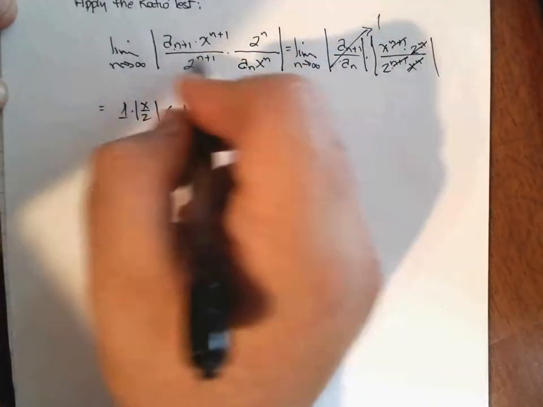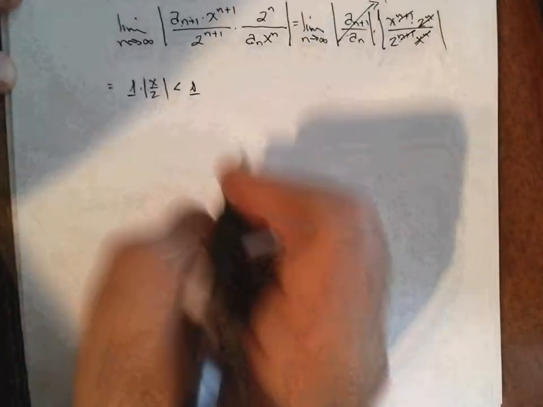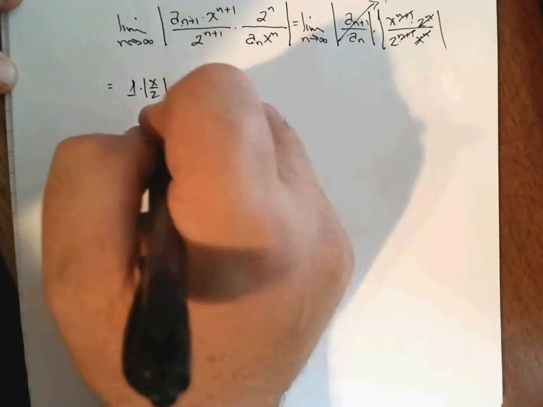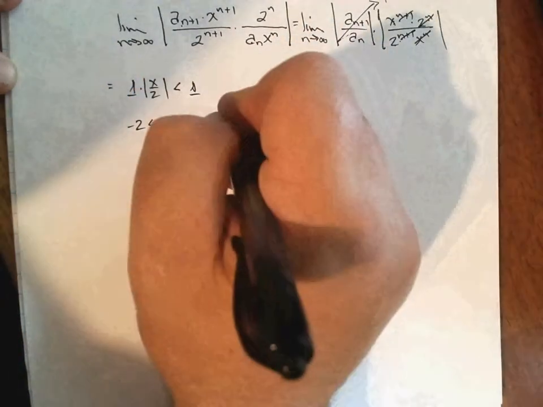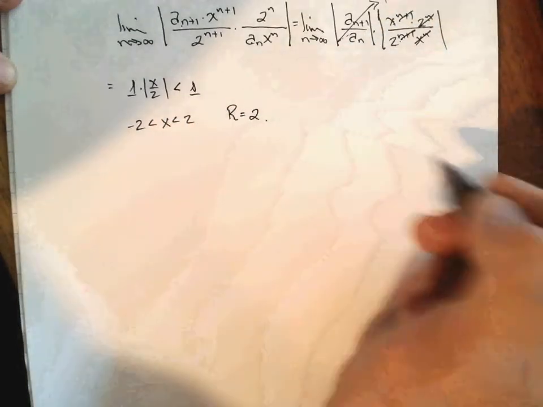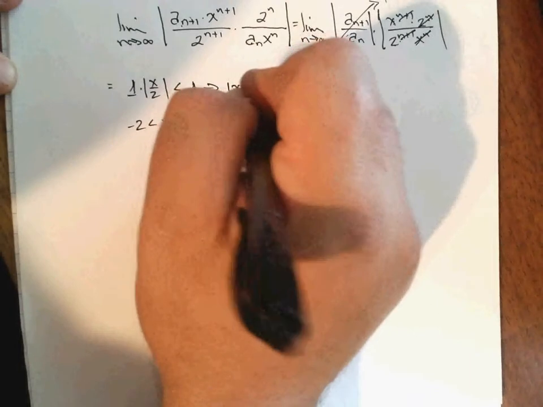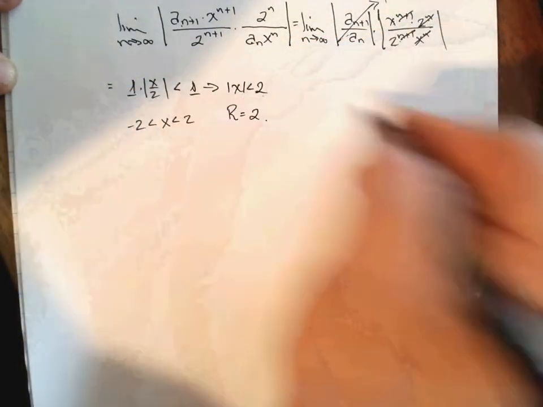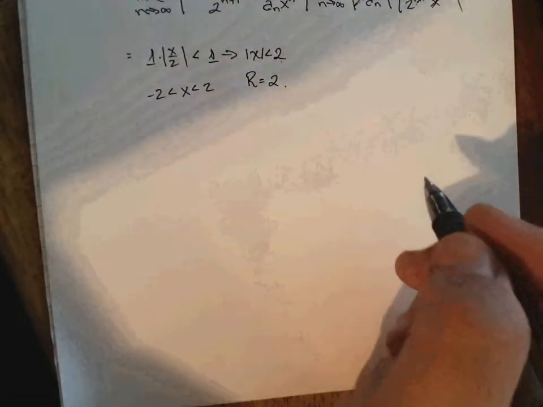And in the ratio test, if the ratio's limit is less than 1, we have convergence. So in other words, when the absolute value of x over 2 is less than 1, we have convergence, which means that x is between 2 and -2, and the radius of convergence on this thing is 2. In other words, when you solve this by multiplying both sides by 2, there's your radius of convergence. Pops right out for you.